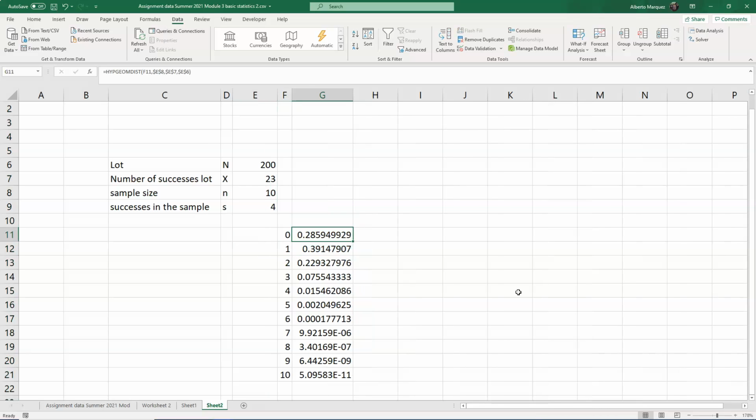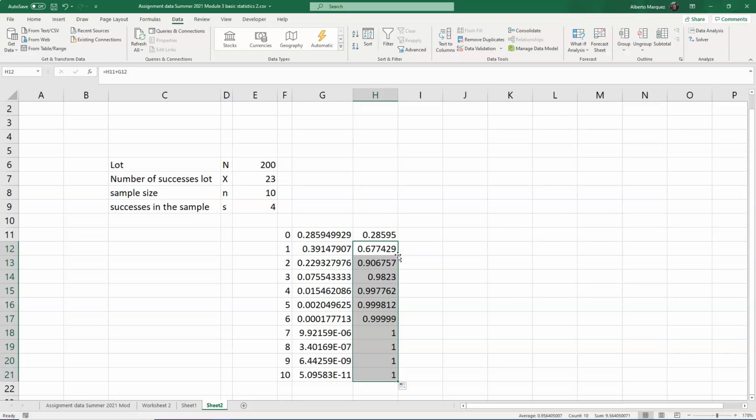That would be the hypergeometric distribution. If we wanted to compute the cumulative, well, we can just start with 0 and then keep adding the previous result to the new result in this way. So at the end of the day, the last few numbers are not 0, but for all practical purposes it is so small that it's very unlikely that you will have that.